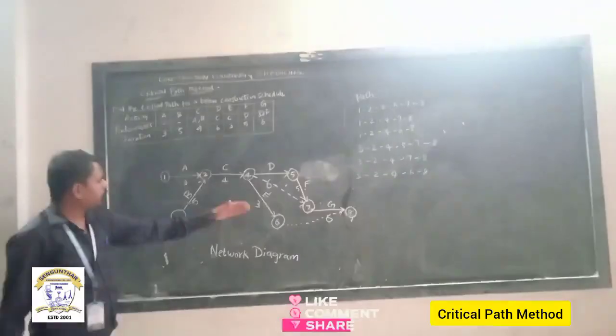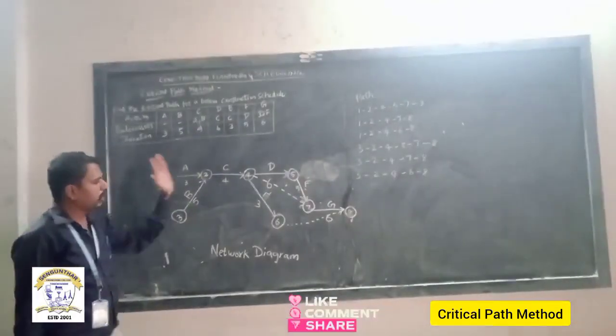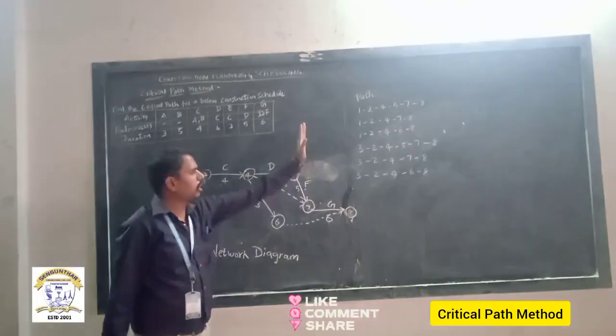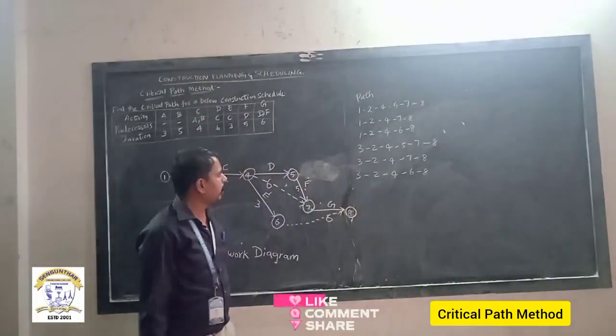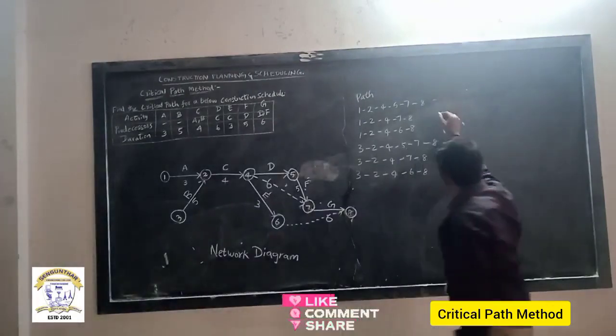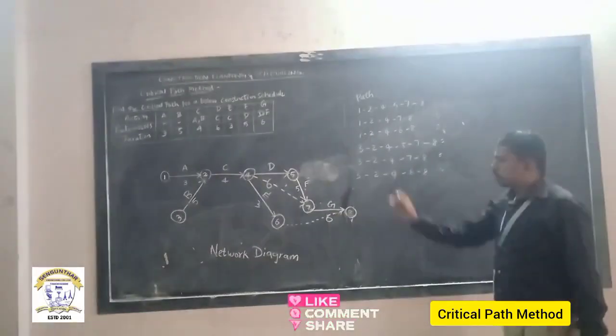So likewise, we have to find out how many paths there are, starting from the start activity and ending at the end activity. In this particular problem, there are 6 paths, right? First I named the paths, then I have to add the path duration for the respective activities.